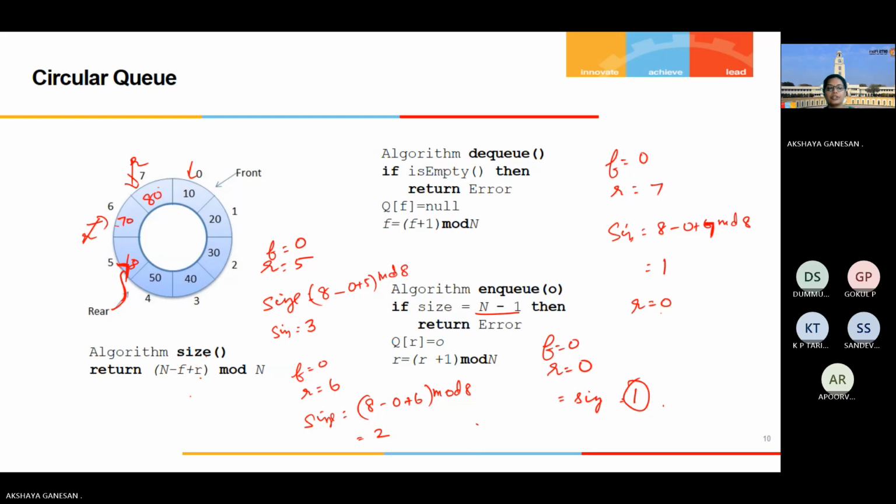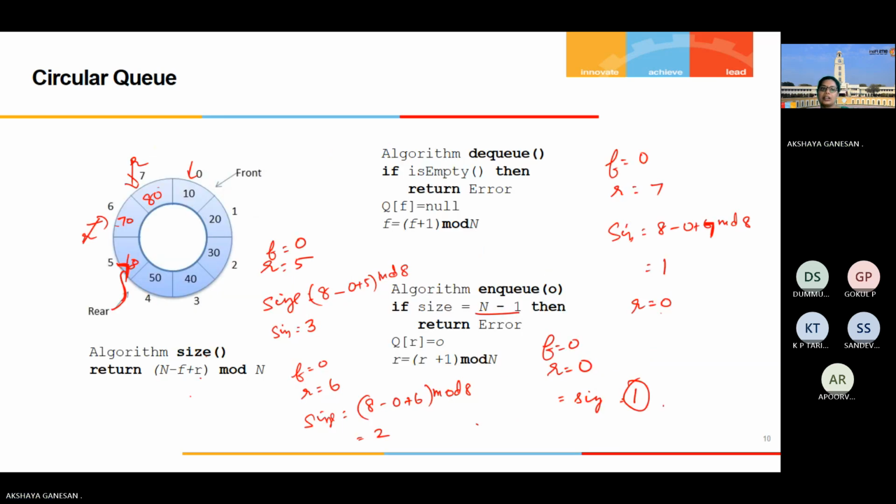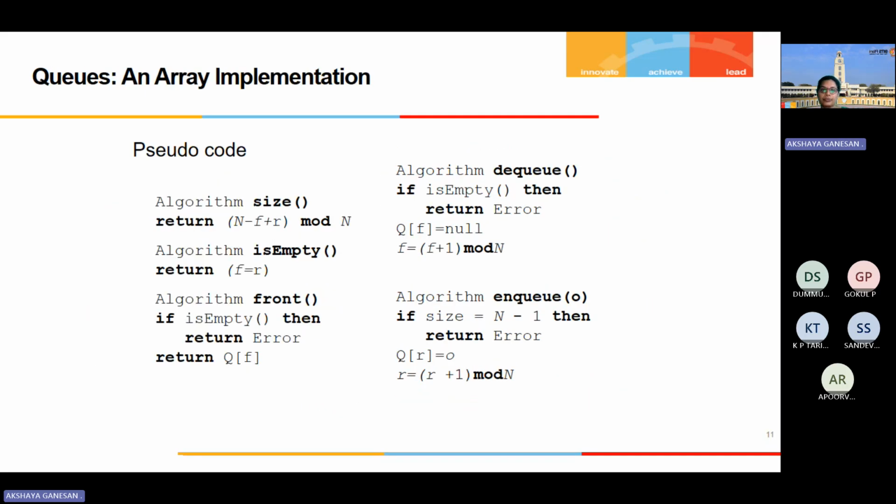Okay. So you cannot do a direct plus 1 here in a Q. These empty fields will not be calculated, so you have to do a circular Q. If F is equal to R, it is generally empty, right? And if you want to just read the front value, you can read it through front.